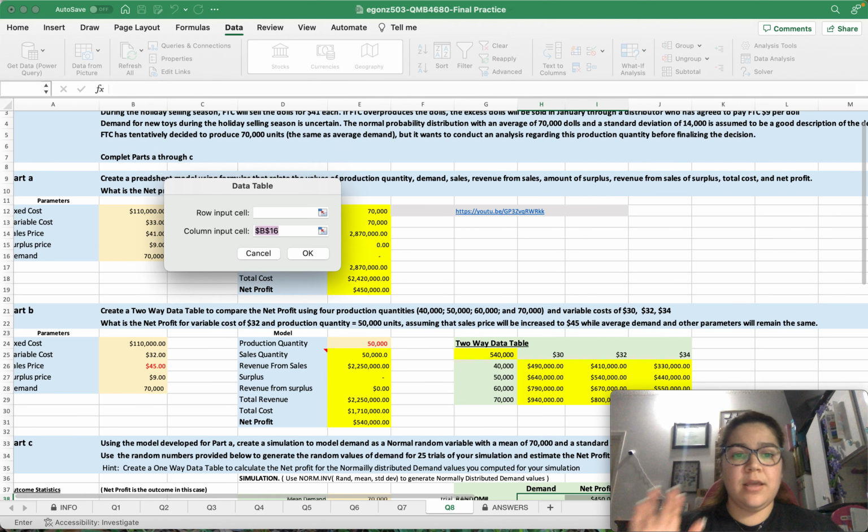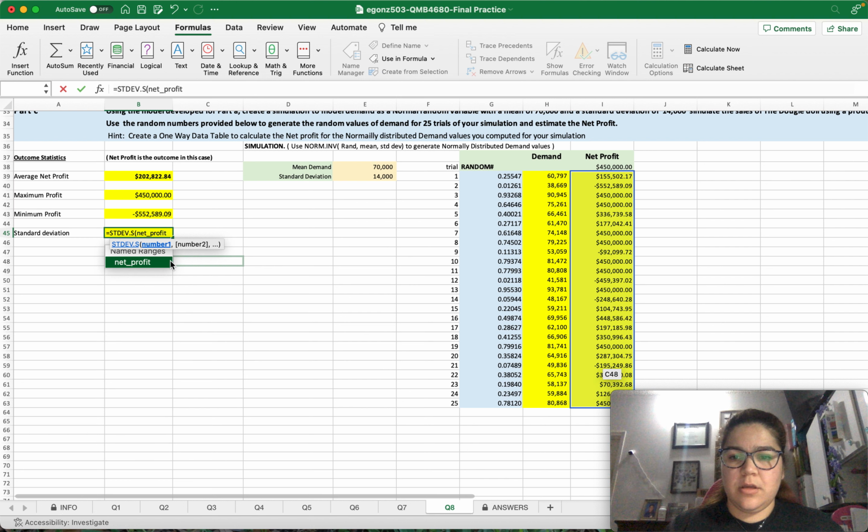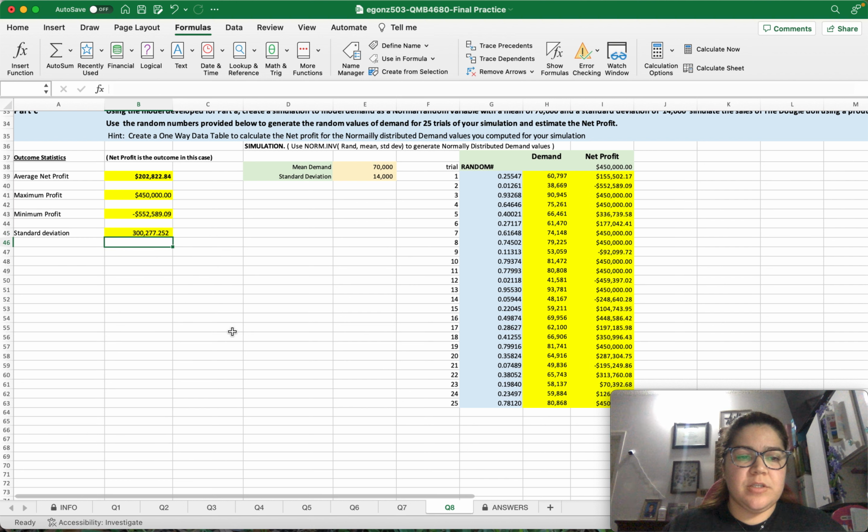And then my standard deviation. Again, if you have not watched any of the other ones, standard deviation is just the difference, the gap in between the values. So net profit. These values are approximately $300,000 apart.